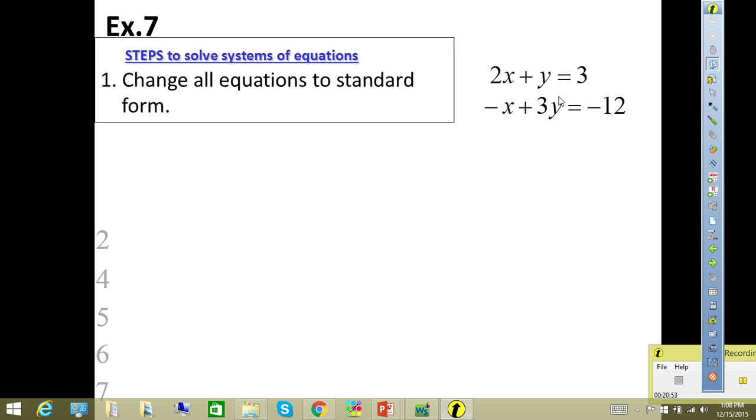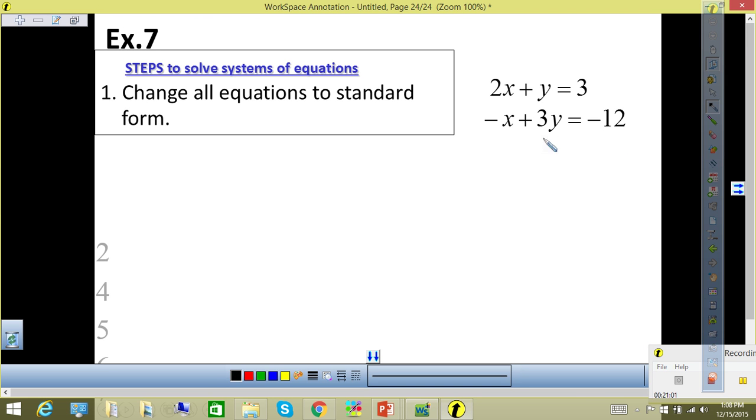Step 1, both of them have to be in standard form. Are they in standard form? Yes. Step 2 was to eliminate one of the variables. So I'm going to try and combine these, but we see that we cannot eliminate either one. Is that correct? Focus, please. Now, the dilemma here is that none of them have the same coefficient.